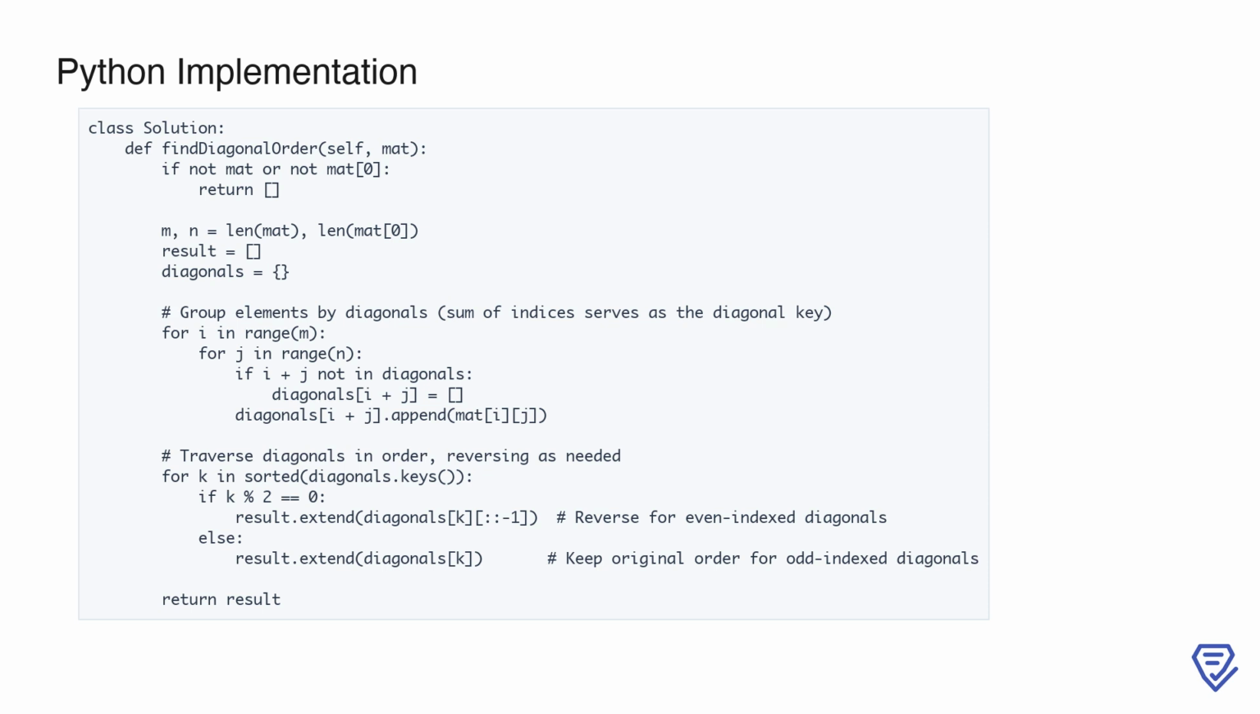Once all elements are grouped by diagonals, we process them in sorted order of their keys. Diagonals with even keys are traversed in reverse, to produce an upright zigzag pattern, while diagonals with odd keys retain their original order, giving the down-left zigzag pattern. The result list is constructed by extending it with elements from each diagonal, either reversed or as is, depending on the parity of the key. Finally, the result list contains the elements in the required diagonal traversal order and is returned as the output. This approach ensures correctness and efficiency, with a time complexity of O(m*n), due to the single pass through the matrix and the processing of diagonals.